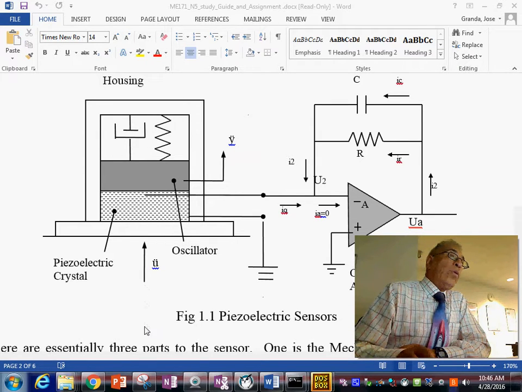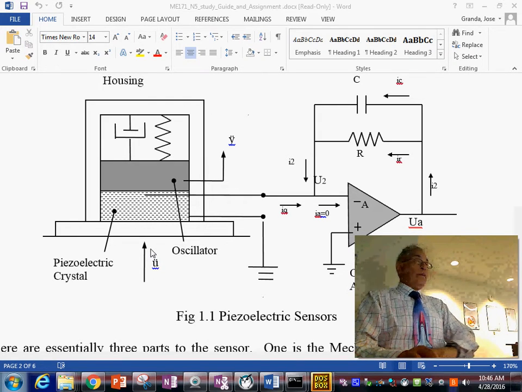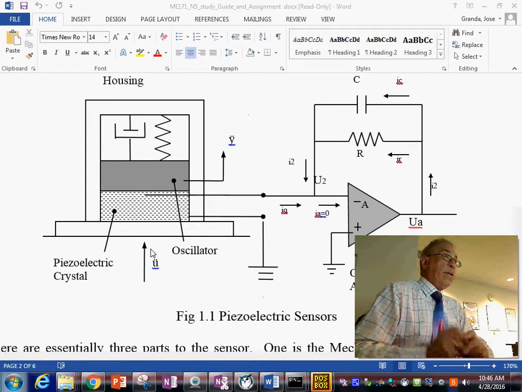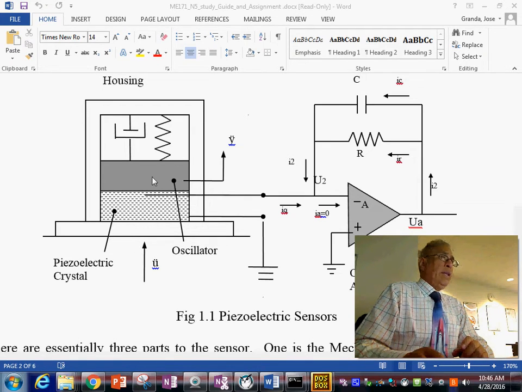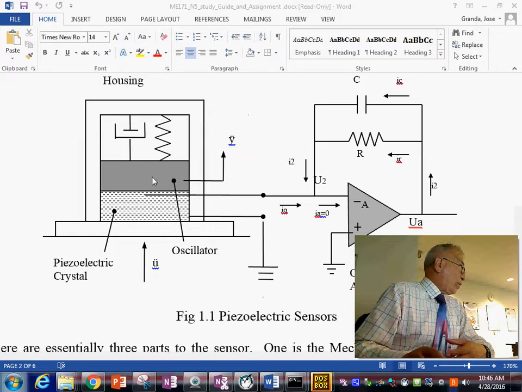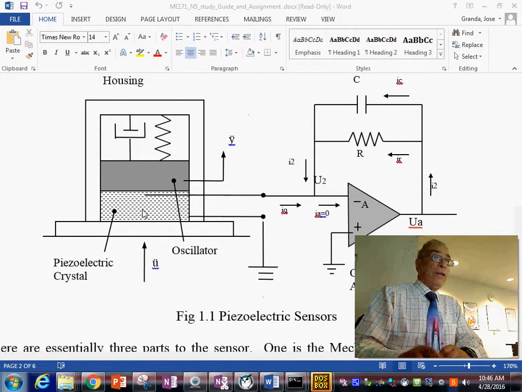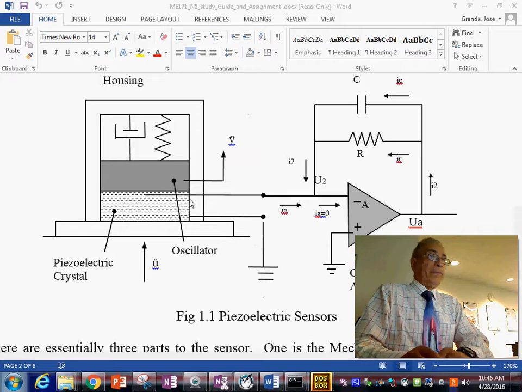And when this body experiences an acceleration, obviously by Newton's first law, the law of inertia, this mass is not going to want to move. And in doing so, this not wanting to move compresses this material, which is a piezoelectric crystal. And in doing so, the piezoelectric crystal produces a voltage that we need to measure.